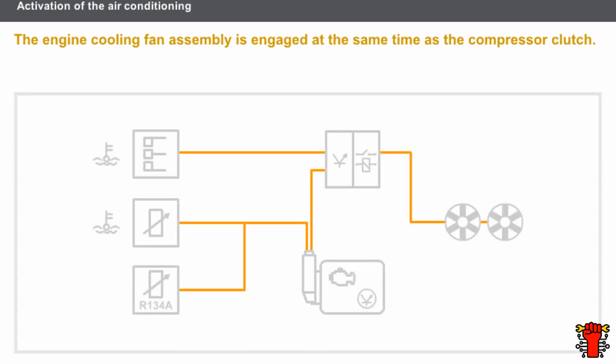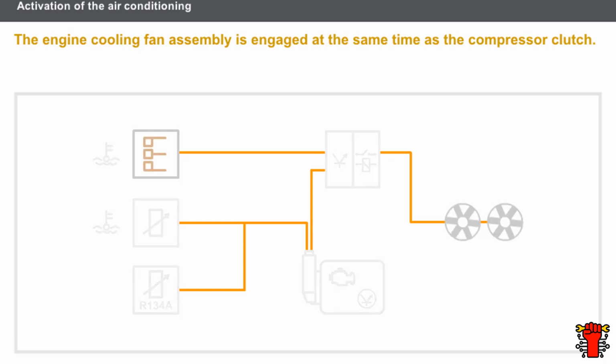The engine cooling fan is triggered at the same time as the compressor clutch to help the compressed gas to condense. Let us look in detail at the way it is controlled. When the vehicle has a trigger sensor, the sensor directly activates 1 or 2 ventilation speeds, depending on the engine temperature detected.